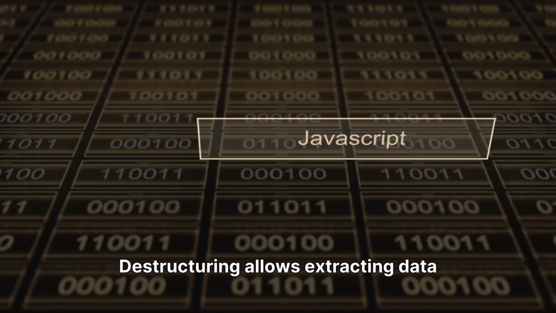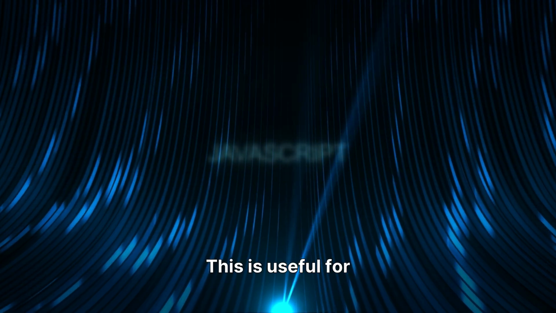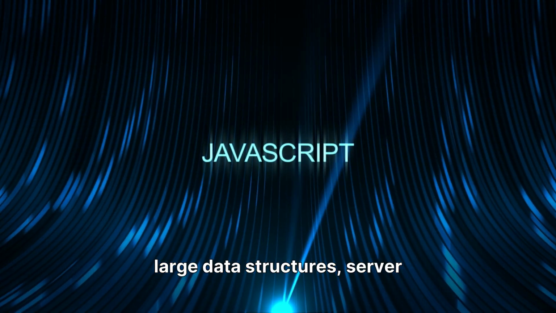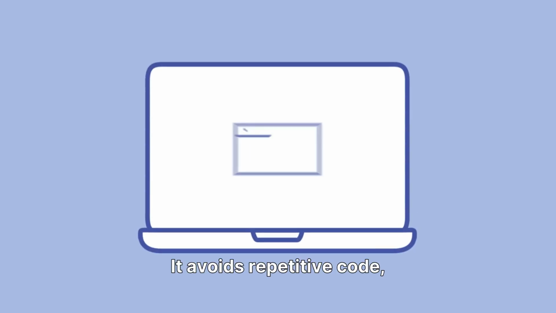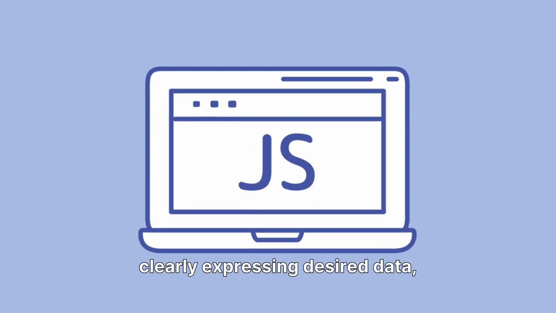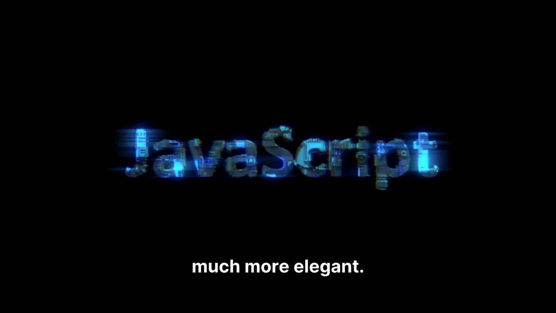Destructuring allows extracting data from objects or lists in a single statement. This is useful for large data structures, server responses, or configuration objects. It avoids repetitive code, clearly expressing desired data, like specific object properties or array parts. Destructuring makes data handling much more elegant.